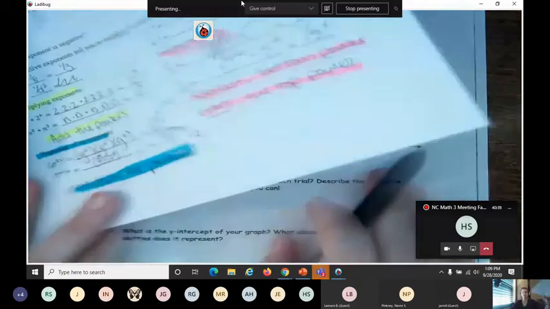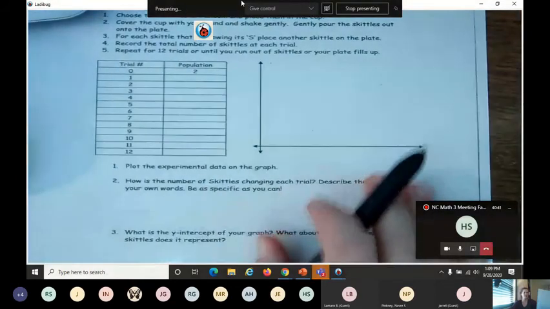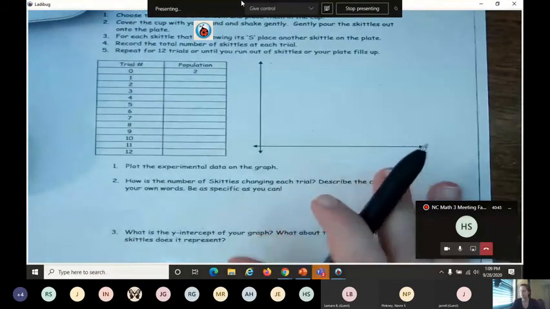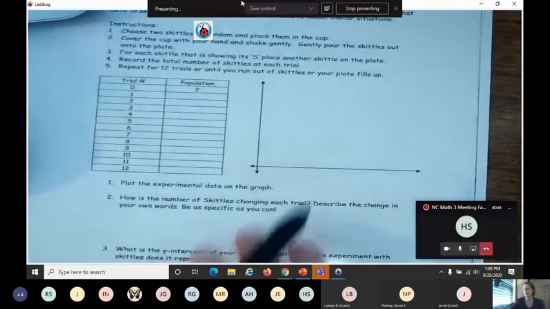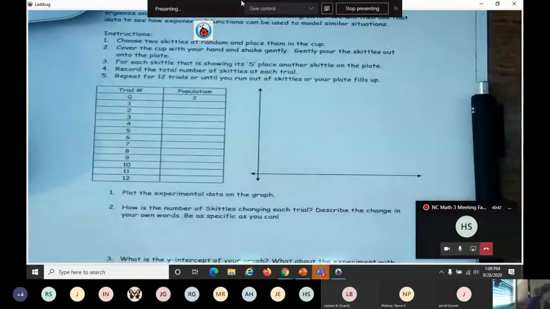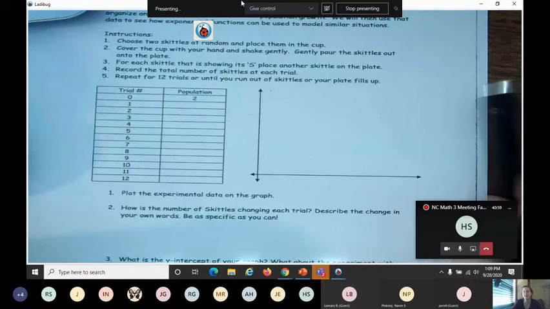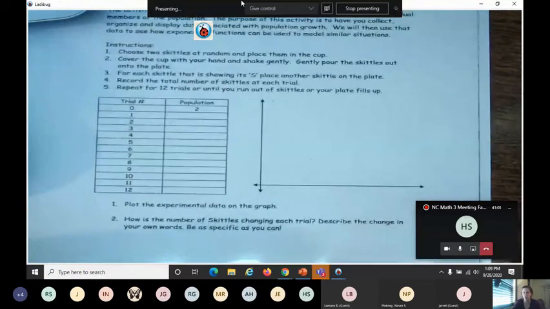All right, so we're gonna do the Skittles activity really, really fast. So we're talking about exponential functions. Exponential functions can model population growth, they can model viruses spreading. So this stuff is super applicable to stuff that's happening today. So I'm gonna show you guys kind of how population growth can work.